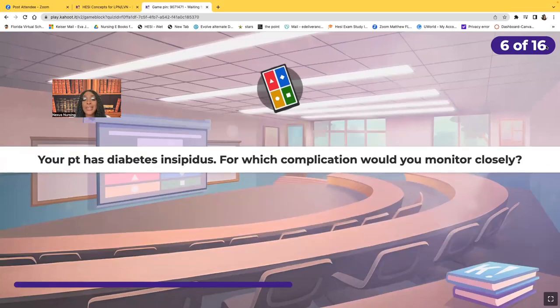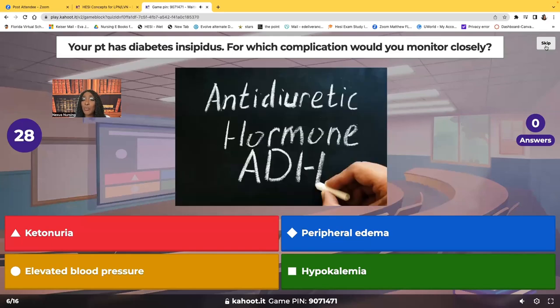Your patient has diabetes insipidus. For which complication would you monitor closely? Would it be ketoneuria, peripheral edema, elevated blood pressure, or hypokalemia? What do you guys think? Your patient has diabetes insipidus. Which complication are you going to be concerned about? Ketoneuria, peripheral edema, elevated blood pressure, or hypokalemia?